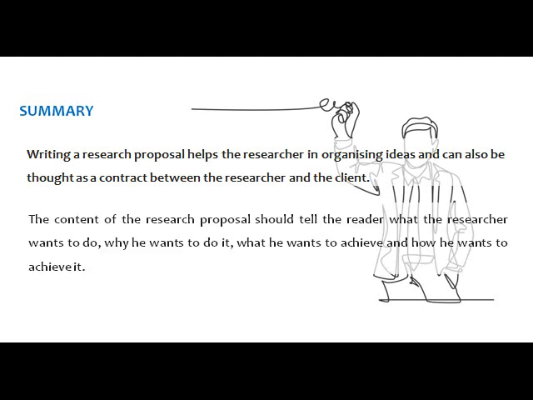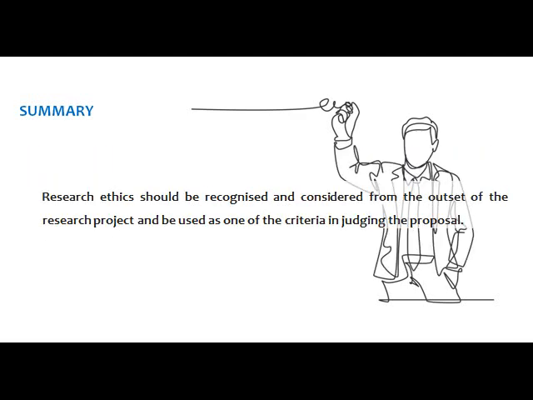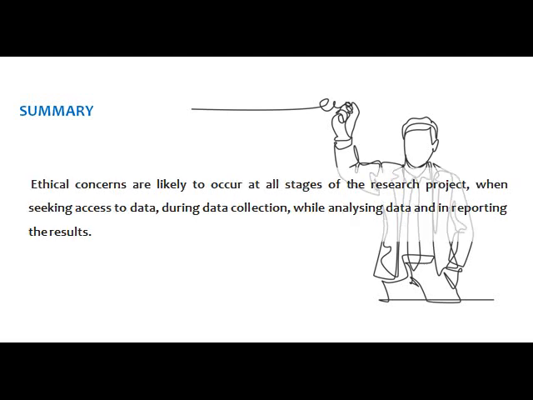The content of the research proposal should tell the reader what the researcher wants to do, why he wants to do it, what he wants to achieve and how he wants to achieve it. Research ethics should be recognized and considered from the outset of the research project and be used as one of the criteria in judging the proposal. Ethical concerns are likely to occur at all stages of the research project, when seeking access to data, during data collection, while analyzing data and in reporting the results.